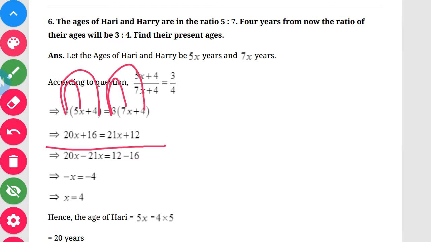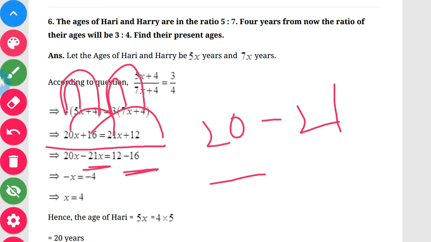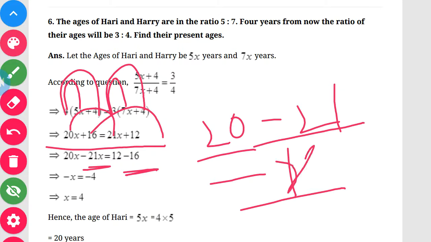What is my next step, children? Yes, as always, we transpose the variable one side and the numbers the other side. So here plus 21x will become minus 21x, and plus 16 will become minus 16. So 20x minus 21x is nothing but minus x. Why? Because when you do it as per the integers, it becomes minus 1, because minus 21 is greater than plus 20. As there is an x, we are considering minus x.